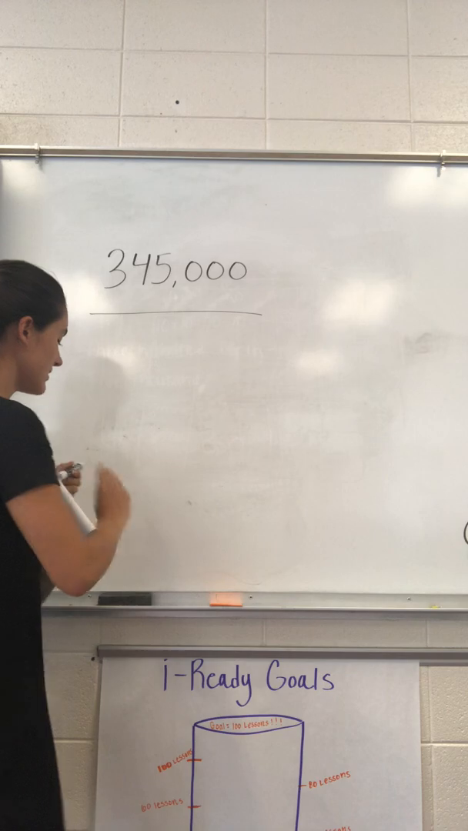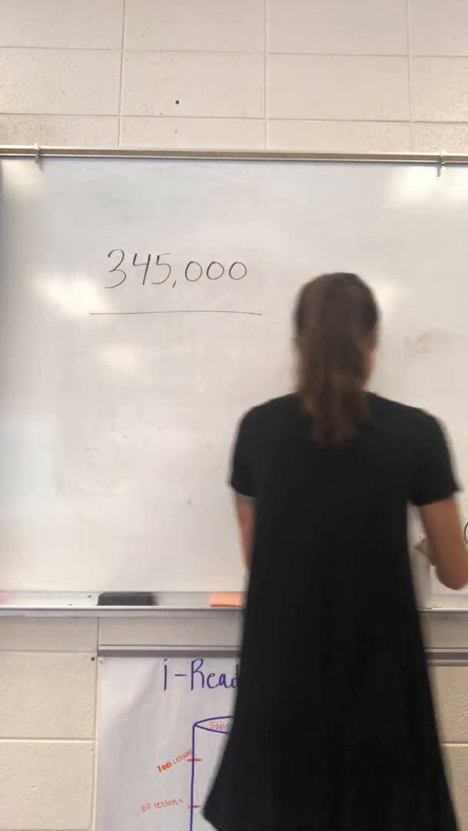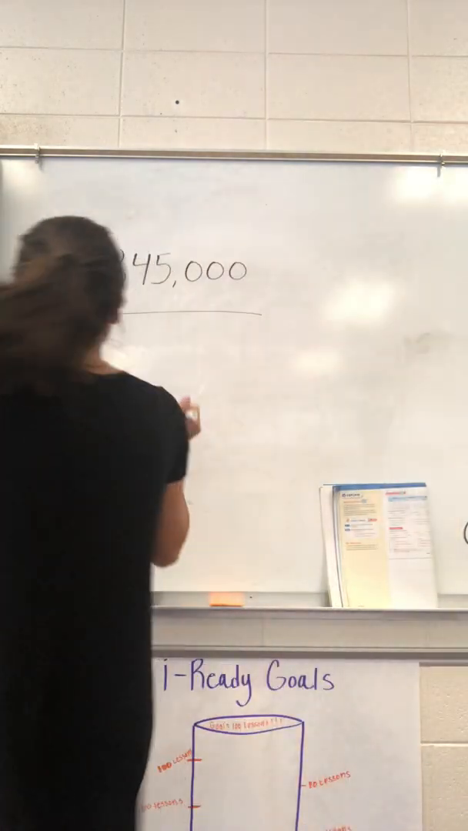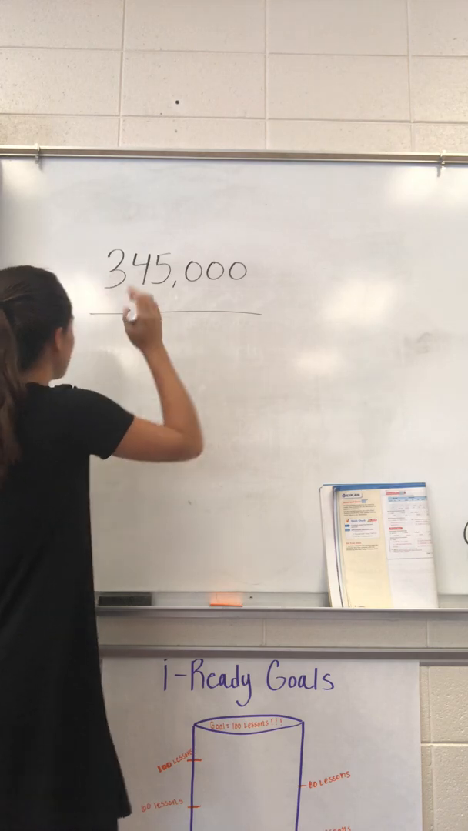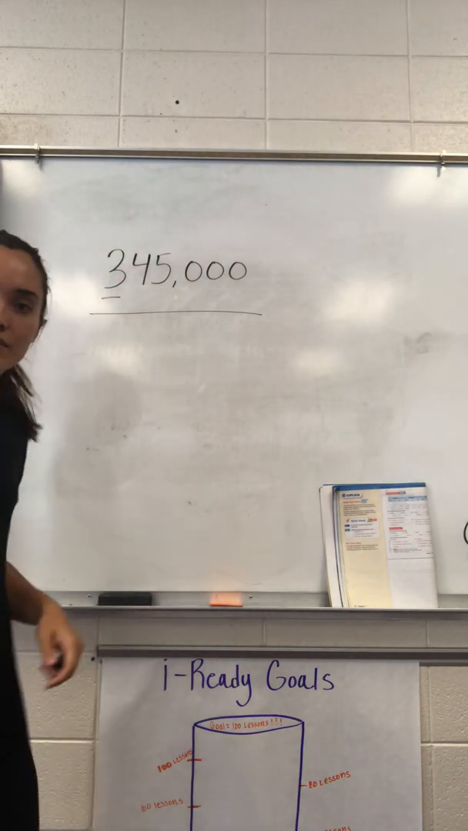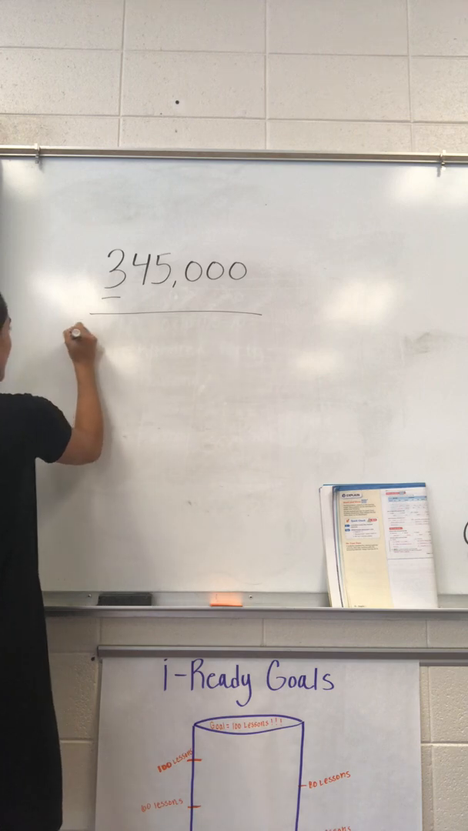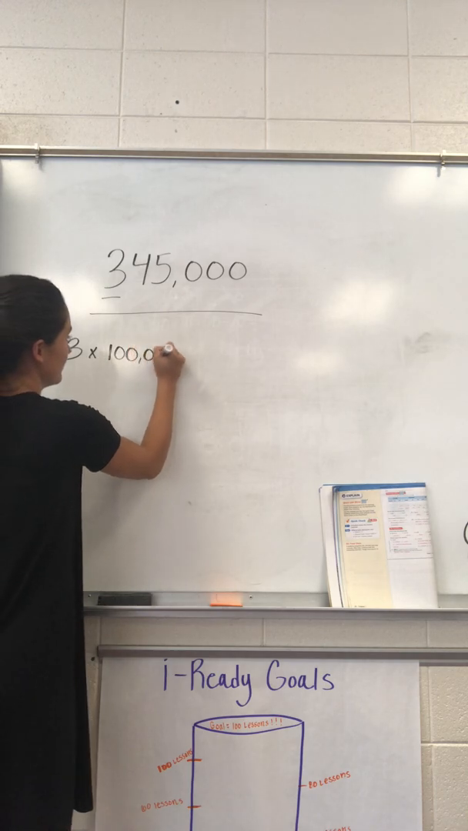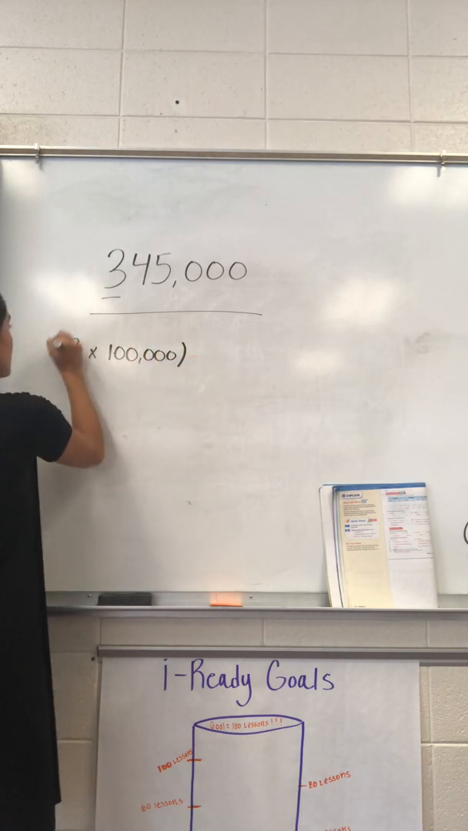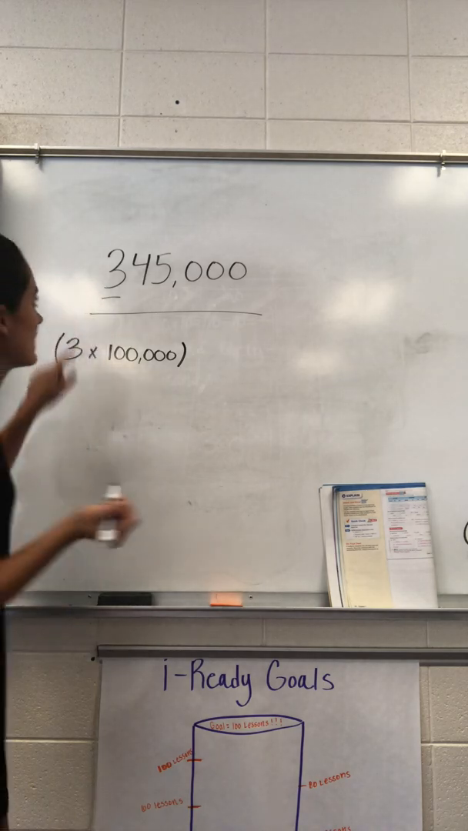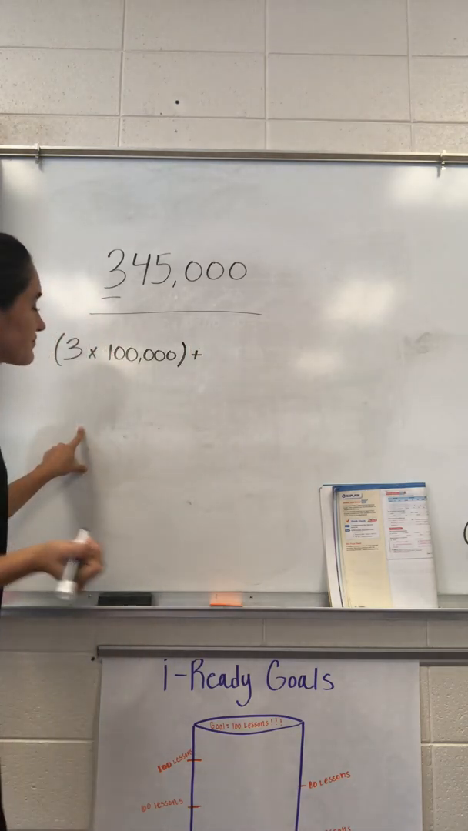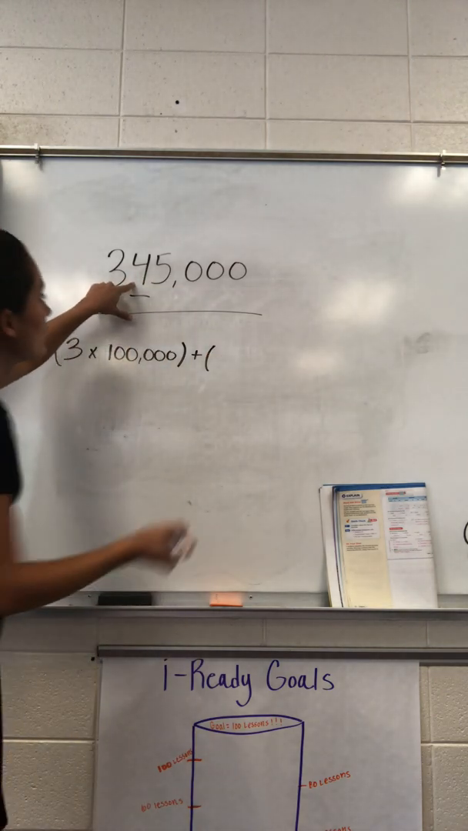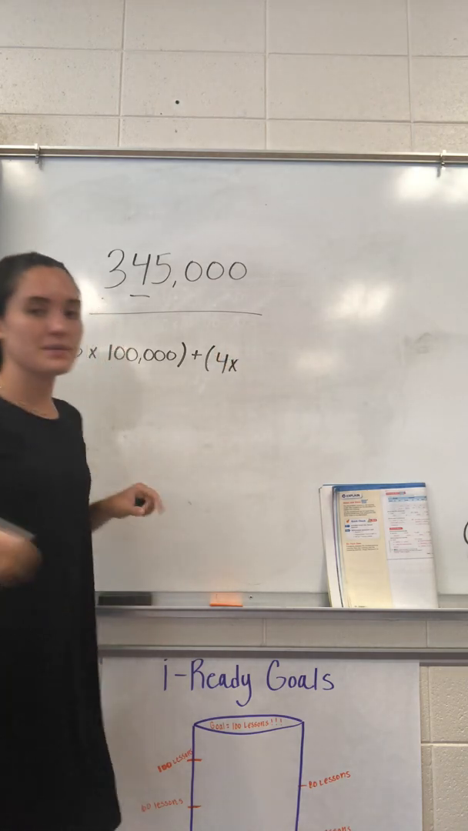All right, so now we're going to do expanded form, okay? So this is the most difficult part, but we can do it. All right, so we got 345,000. So expanded form, I'm going to look at this 3 first. The 3 is in the hundred thousands place. So I'm going to do the digit times the place value that it's in. Put parentheses around it. So I've got 3 times 100,000. Then I'm going to put a plus sign. We're going to move on to the 4. Open parentheses. 4 is my digit times the place value that it's in.